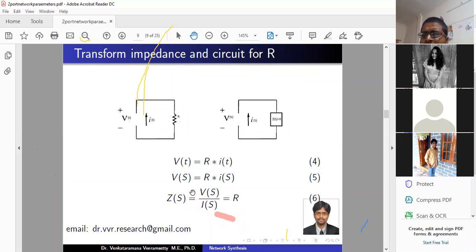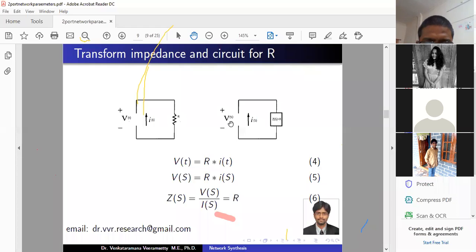Z of S is the transform impedance. What is the definition of transform impedance? Transform impedance is nothing but the ratio between transform voltage and transform current at the same port. That's why V of S by I of S, voltage at the driving point and current at the driving point in the S domain transform, is called the transform impedance, that's equal to V of S by I of S, that's equal to R. Now it is the S domain. See, circuit in the S domain. V of t becomes V of S, I of t becomes I of S, and the impedance Z of S is equal to R.